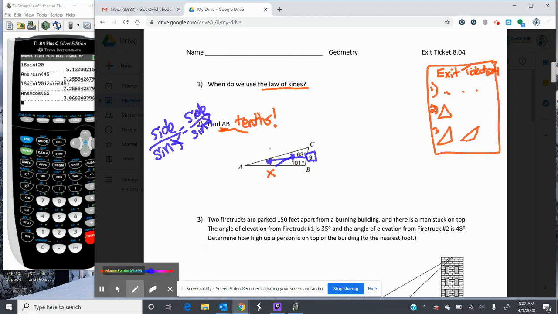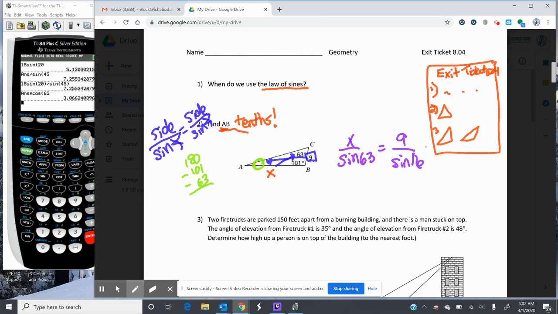So first step in this question, you do have to find what 180 minus your 101 minus your 63 is. So you need to find that angle first here, so that you'll have, again, X over sine 63 equals 9 over sine of that missing angle. I believe it ends up. So there's your setup for number 2 if you needed help with the new stuff.